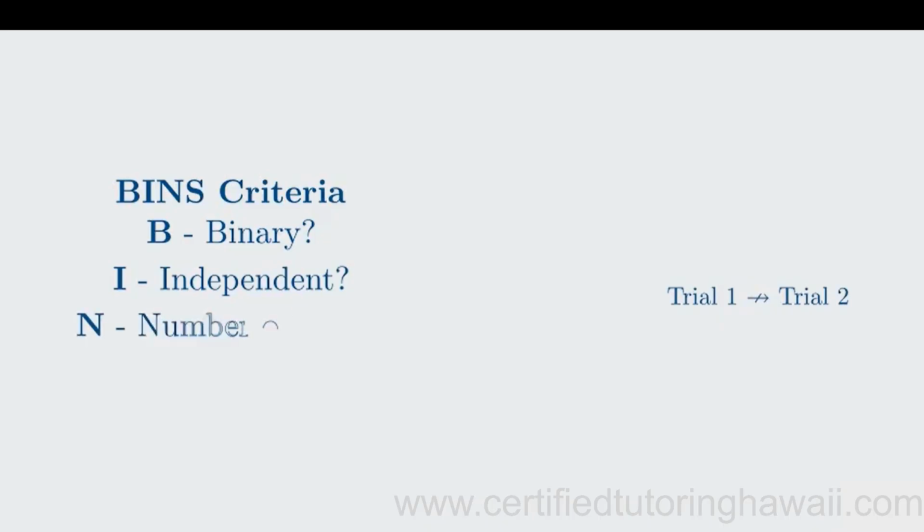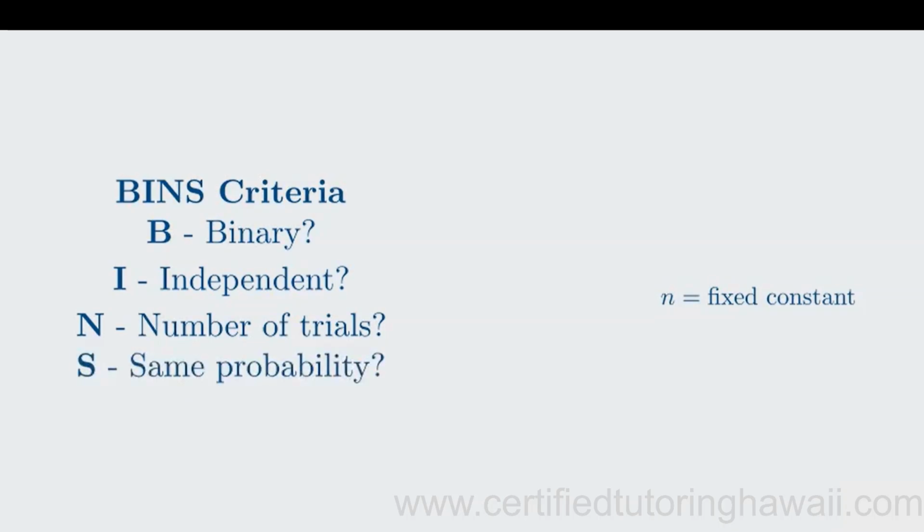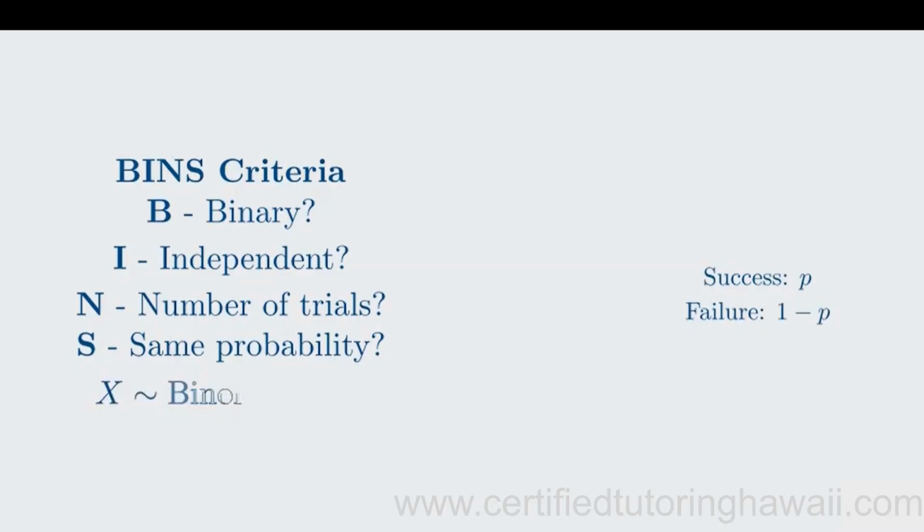N represents a fixed number of trials. We must know in advance how many times we are repeating the process, denoted by the letter n. Finally, S stands for the same probability of success. The probability of success, which we call p, must remain constant for every single trial. If all four of these conditions are met, then the random variable X, which counts the total number of successes, is a binomial random variable.